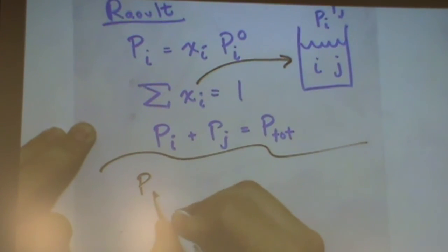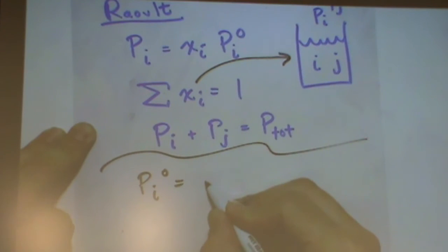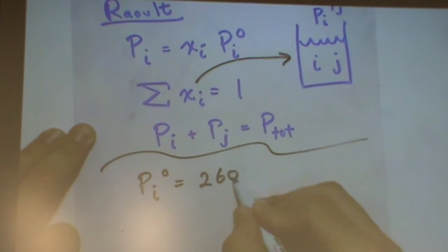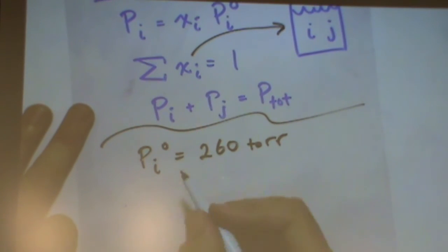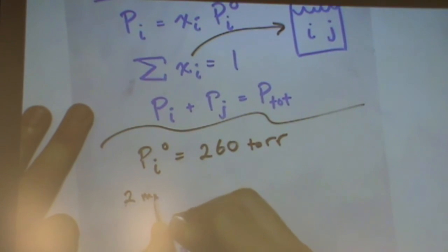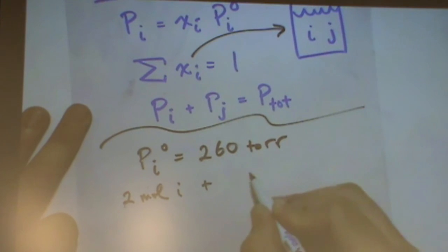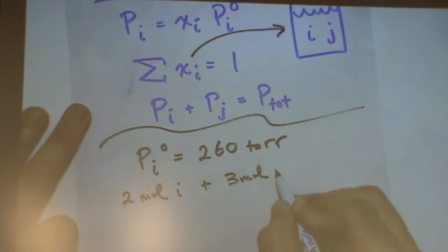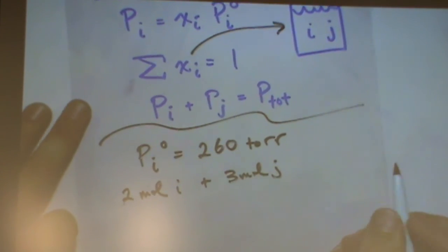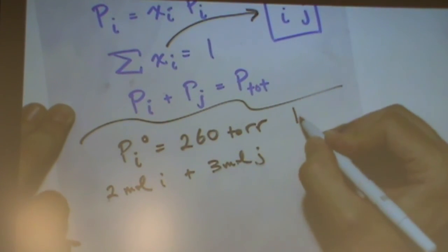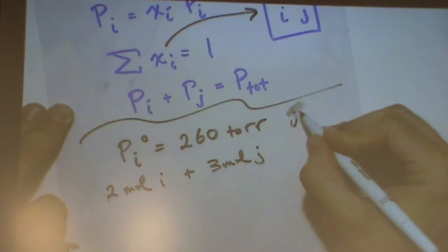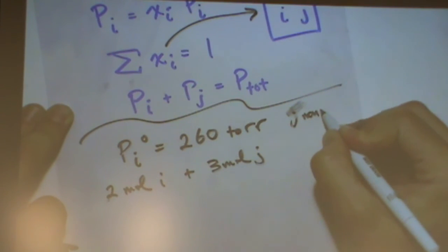P I would say be 260 torr, and you mixed 2 moles of I plus 3 moles of J together. And so you want the total pressure, and let's say J is non-volatile.